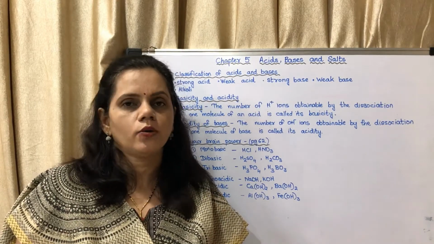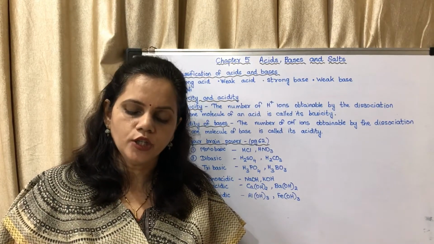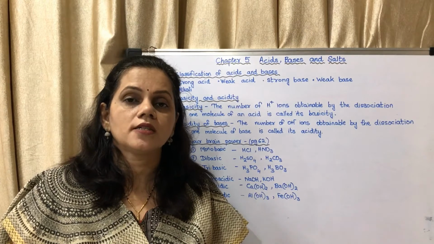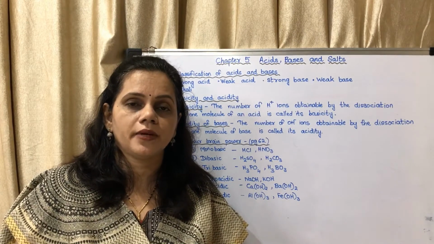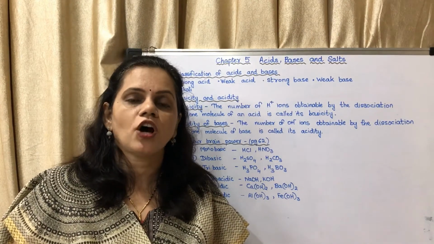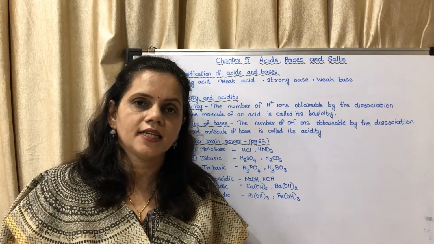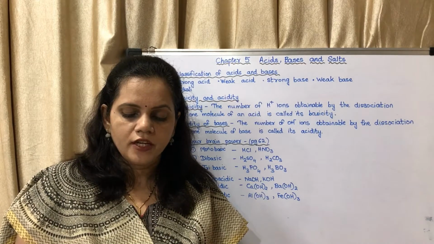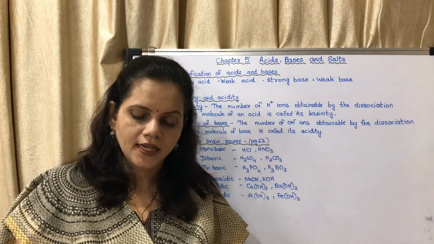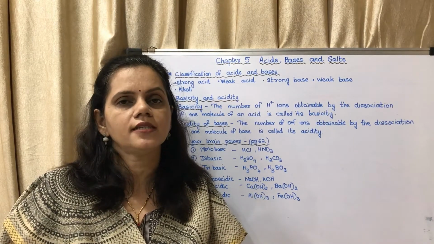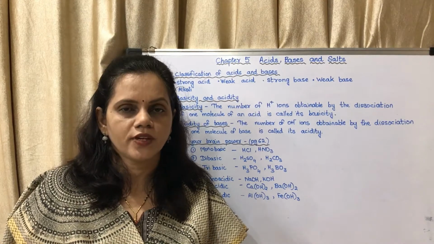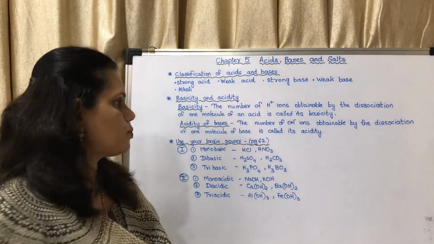Next is Ba(OH)2, again number 2. Al(OH)3, OH in brackets and the number 3. So how many OH minus ions? 3. So the acidity is 3. Fe(OH)3 is 3, and NH4OH is 1. You may put the numbers first, then study about these properties.